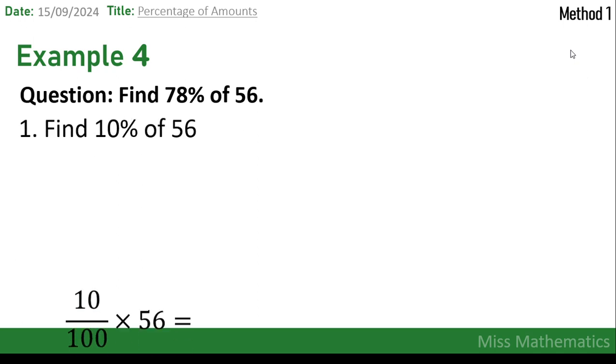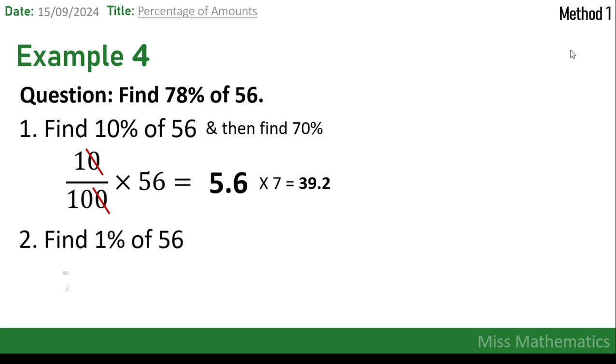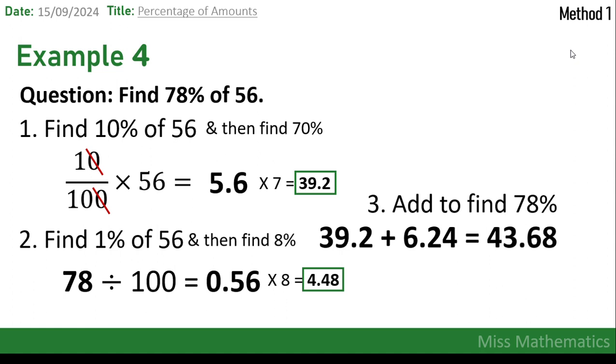So the same method applies. If we find 10% of 56, we get 5.6, and we can times this by 7 to get 39.2. Then we can find 1% of 56, which is 0.56, times this by 8 to get 4.48. So therefore, 78% of 56 is 43.68.